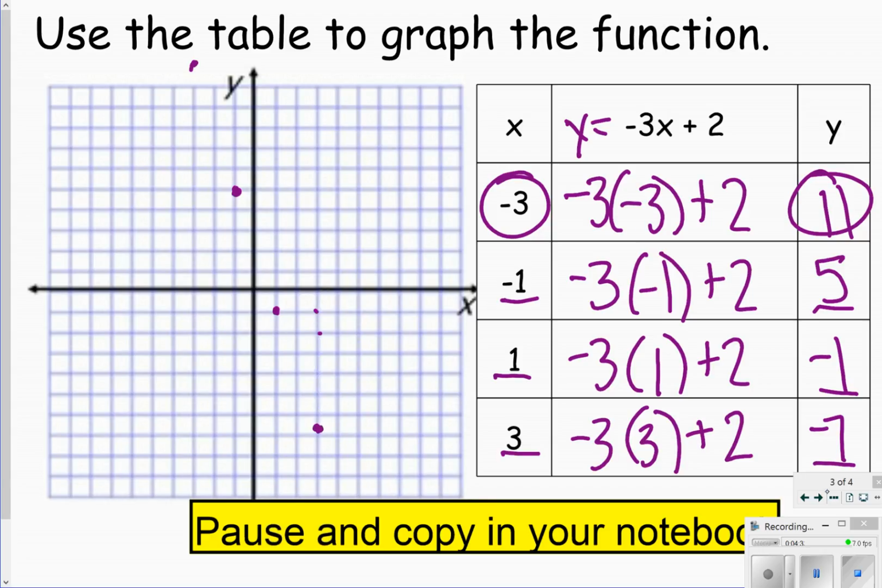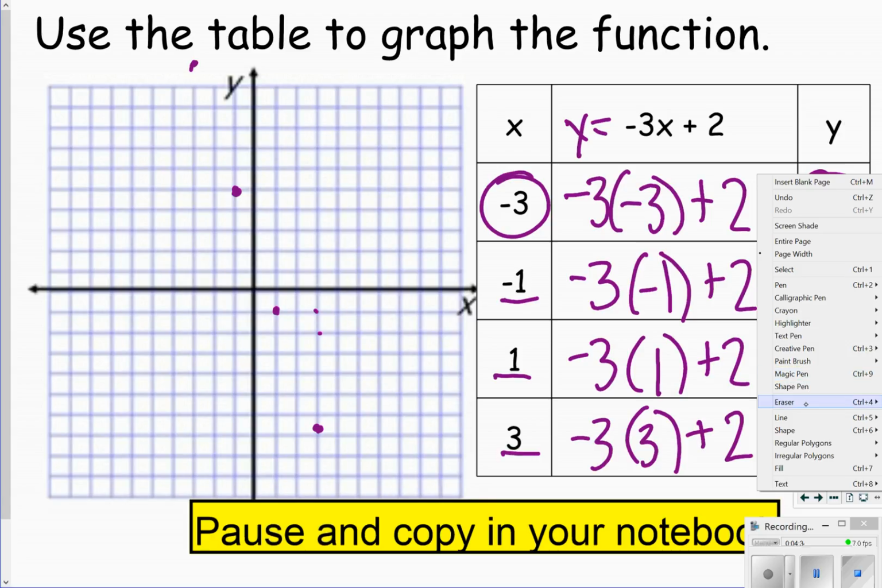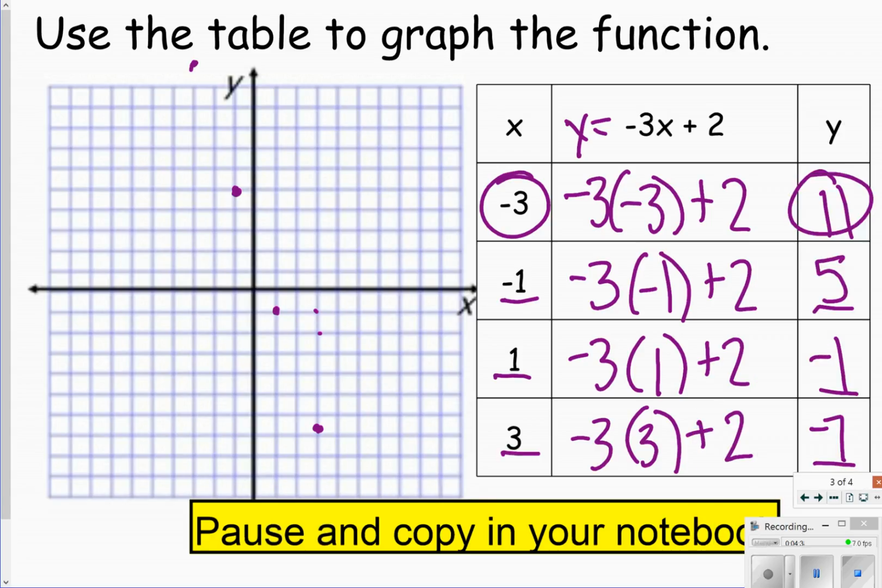And I'm going to grab my line tool to see if I could make it look fairly straight. And I want to go from here, and I want it to go through all of my ordered pairs, and there would be our function. So it goes downwards. Excellent. Go ahead and make sure you have all of this information in your notebook on your graphing paper as well.